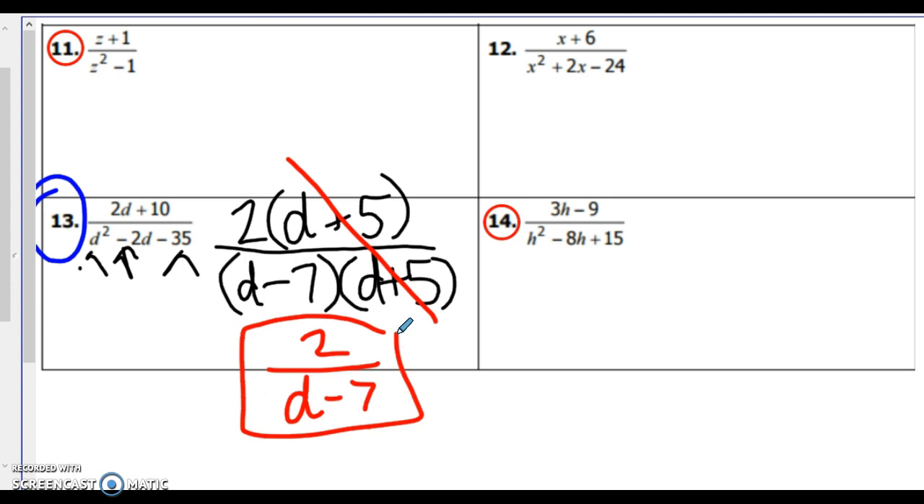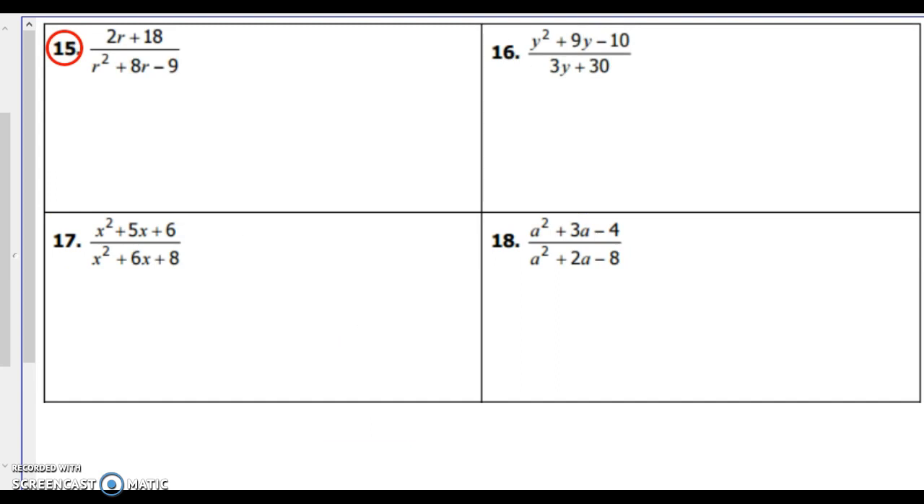All right, let's go for some more challenging ones. If you feel like, hey, I've got this down, I'm good, I'm done, then you can stop watching. If you feel like you need some more practice, let's just keep going. All right, next slide. I see 16.